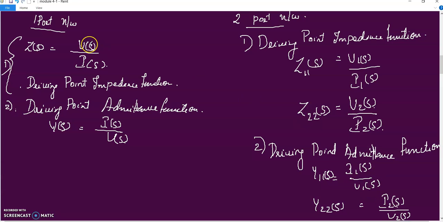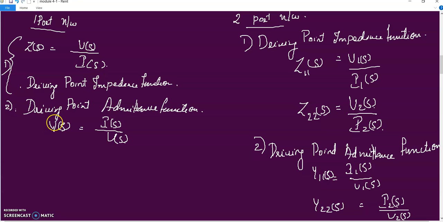These are the driving point functions. That is, the excitation and response are measured from the same port. See, first port 1, that is V1 by I1. Second port V2 by I2. The excitation and response are of the same port. For the one-port network, there is only one port, therefore Y of S is I of S by V of S and Z of S is equal to V of S by I of S.